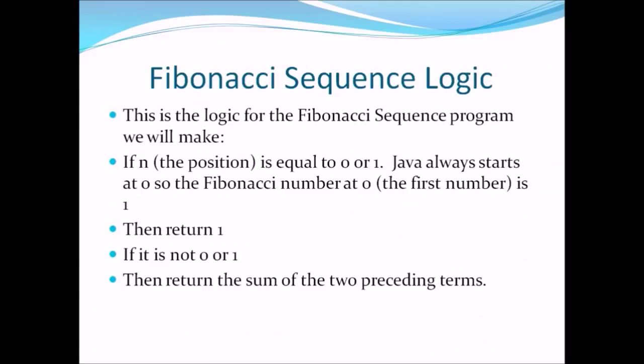So now let's go over the logic for the Fibonacci sequence. We know that Java always starts at 0. So if we want the first Fibonacci number, then we have to get the position at 0. If we want the second Fibonacci number, then the position has to be equal to 1. So we know that at positions 0 and 1, which is the first and second number, the Fibonacci number is 1. So if n is equal to 0 or 1, then return 1. If it is not 0 or 1, the return is the sum of the two preceding terms.